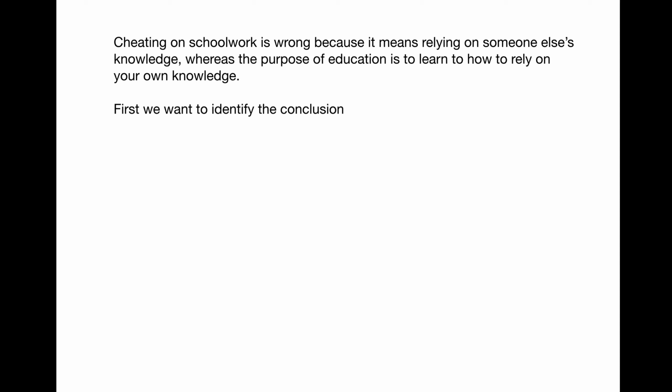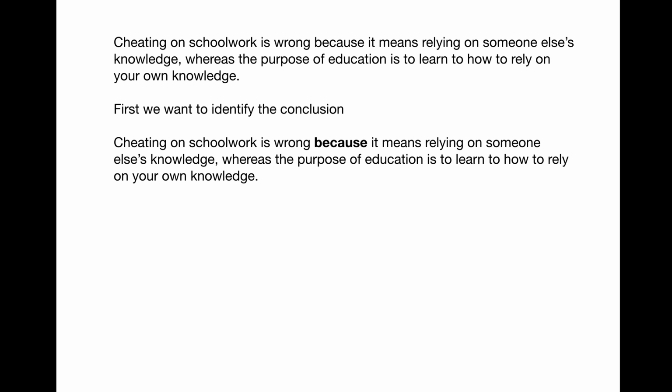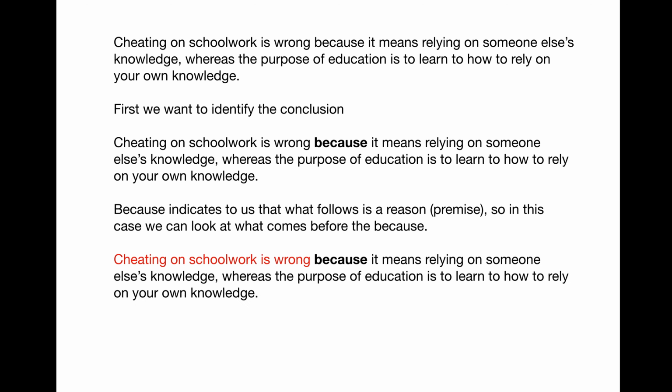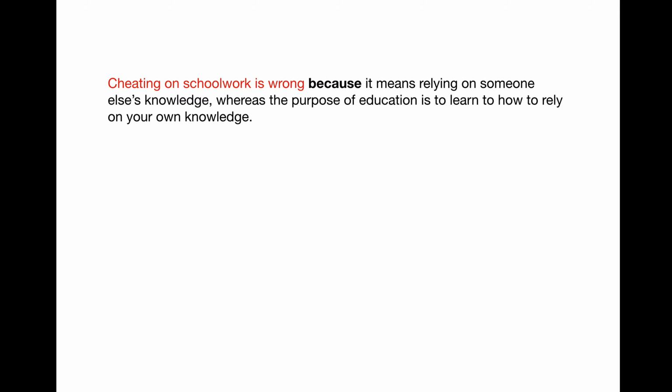So first we want to identify that conclusion, right? We have that "because," so what's before the because? It indicates that whatever follows it is going to be a reason, so we want to look before the because to see what our conclusion probably is. Cheating on schoolwork is wrong. That's the conclusion that the rest of the statement is trying to prove. So that'll be our last point again. It's going to be our red square, okay?